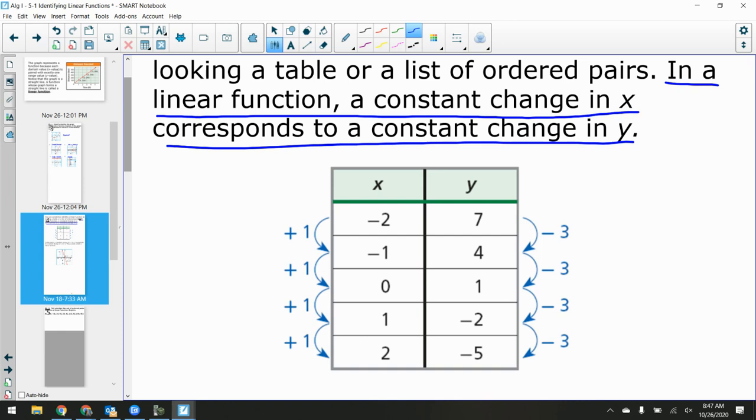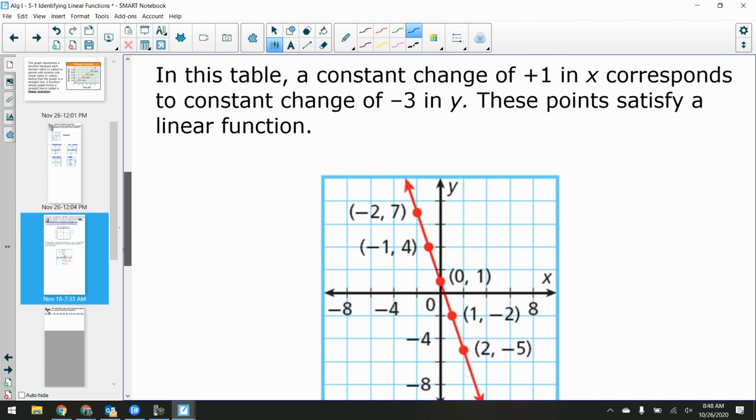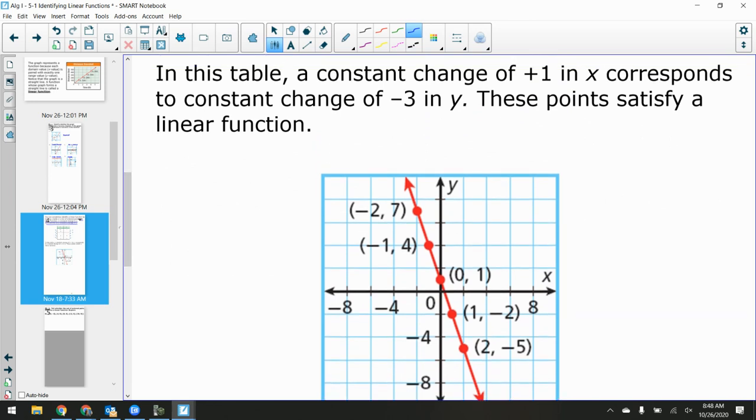The fact that it's going up 1, up 1, up 1, up 1 every single time, that does not change at all. The fact that it's going down 3, down 3, down 3, down 3, that does not change. That constant change in x corresponds with a constant change in y. When that happens, it forms a straight line function. Obviously, each x value is paired with one and only one y value, but there it forms a straight line function.